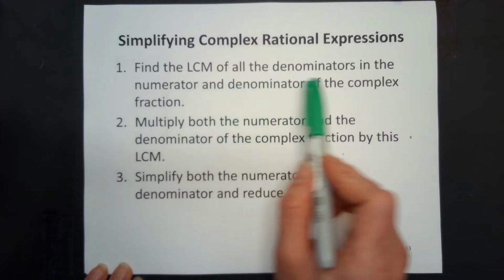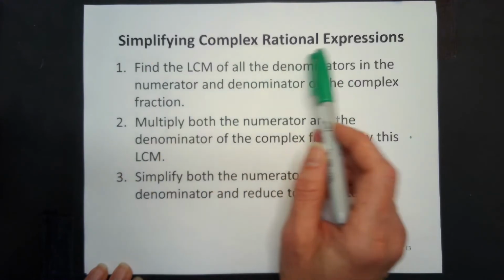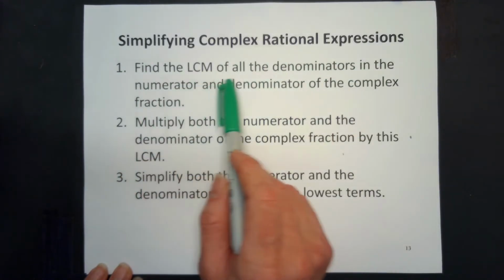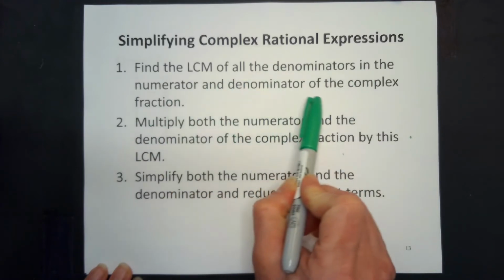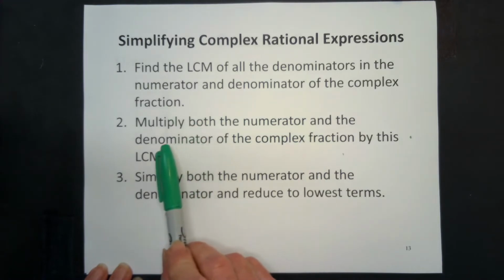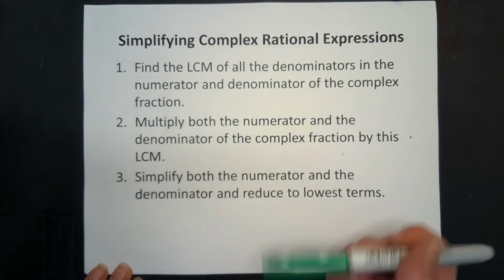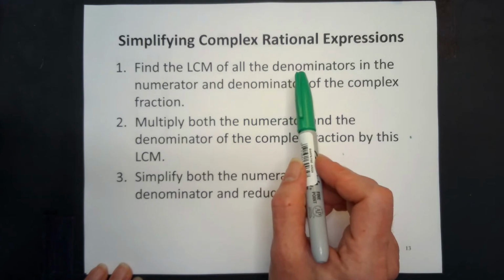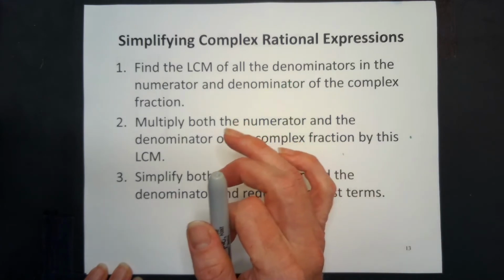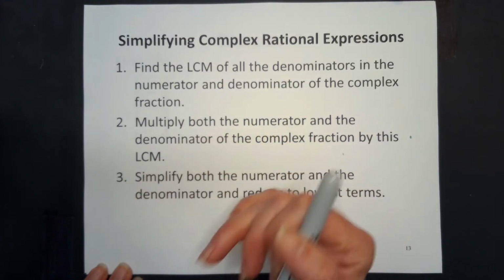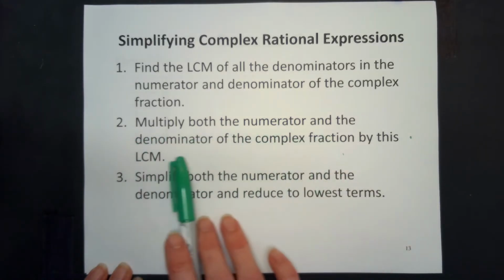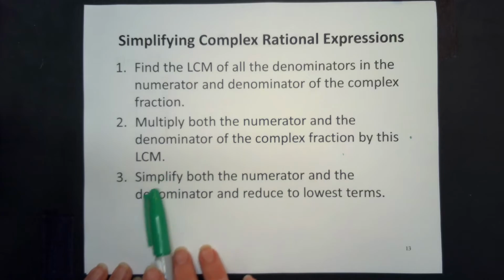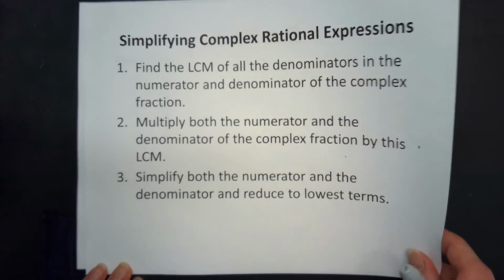Finding the LCM, so simplifying complex rational expressions: find the LCM of all the denominators in the numerator and denominator of the complex fraction. So basically what you're doing is finding all the denominators of the fractions at once, multiplying the numerator and denominator of the complex fraction by this LCM, simplifying both the numerator and denominator, and reducing to the lowest terms.